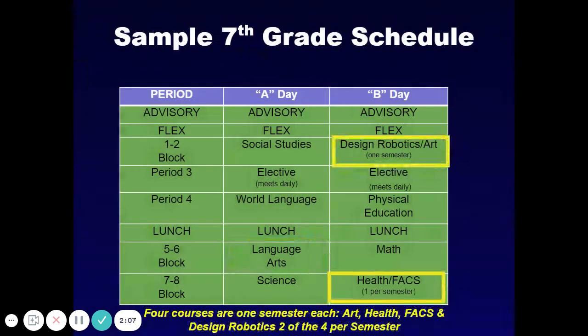In 7th grade, you do have a schedule change at mid-year. You have 4 classes that meet per semester. So 2 of the 4 are semester 1 and 2 of the 4 are semester 2. Those classes are art, health, FACS, and design robotics.